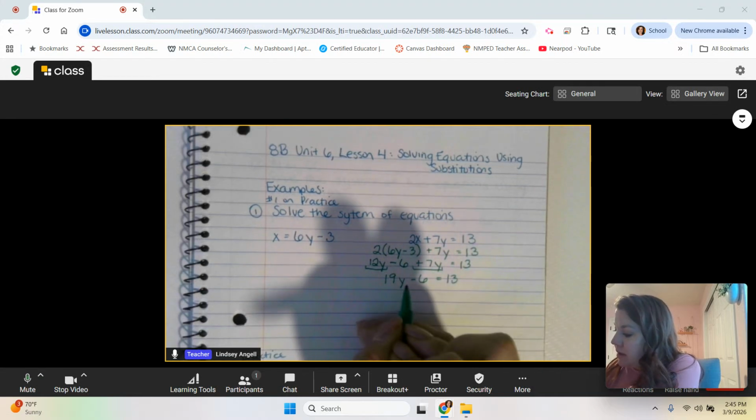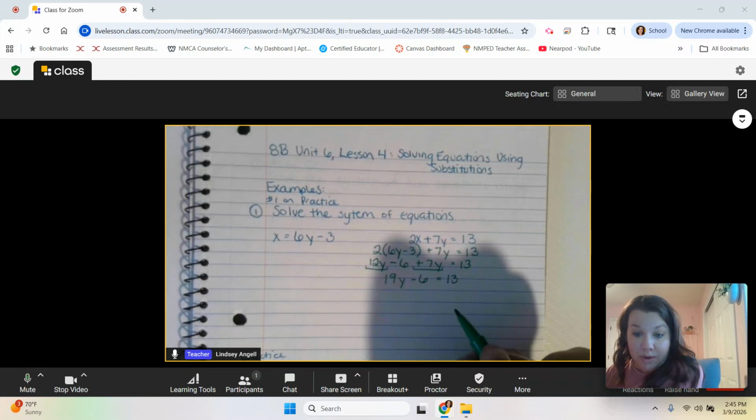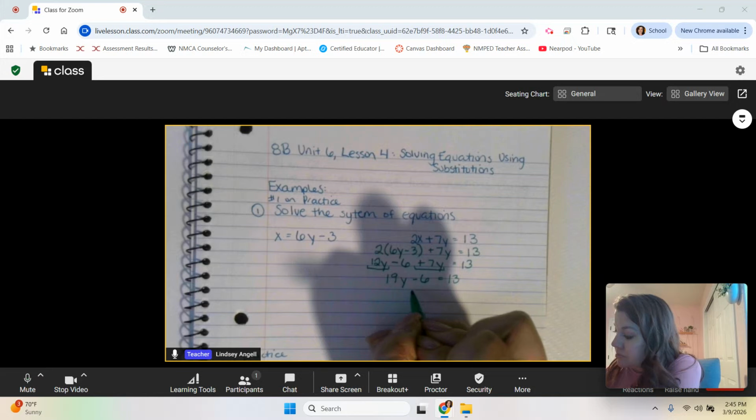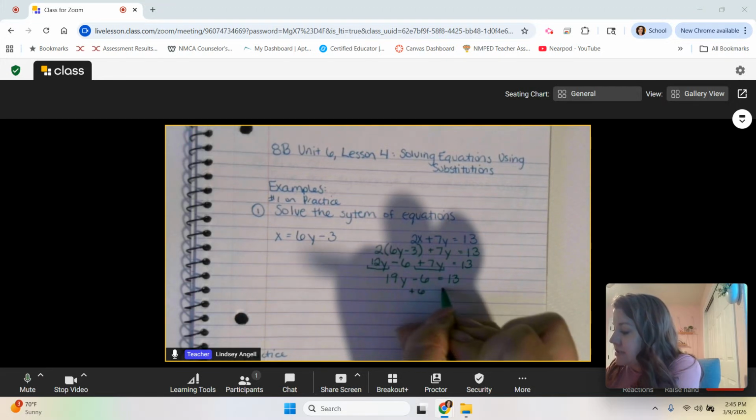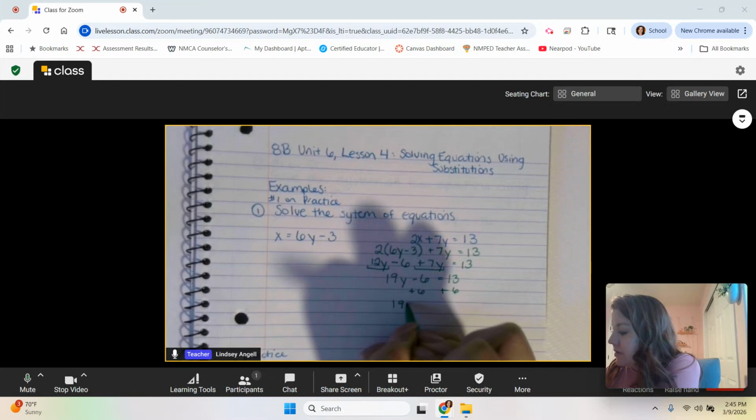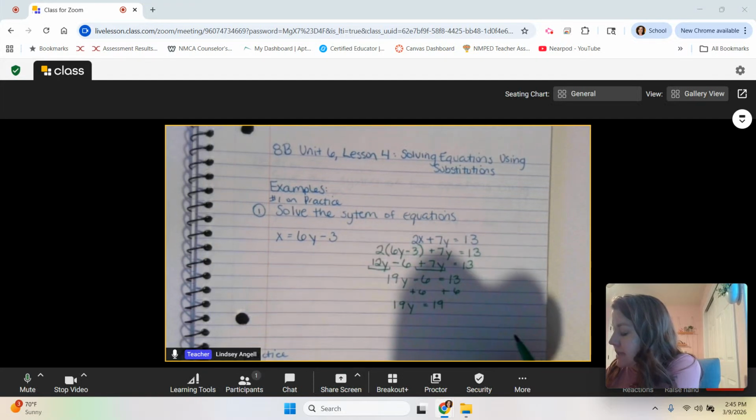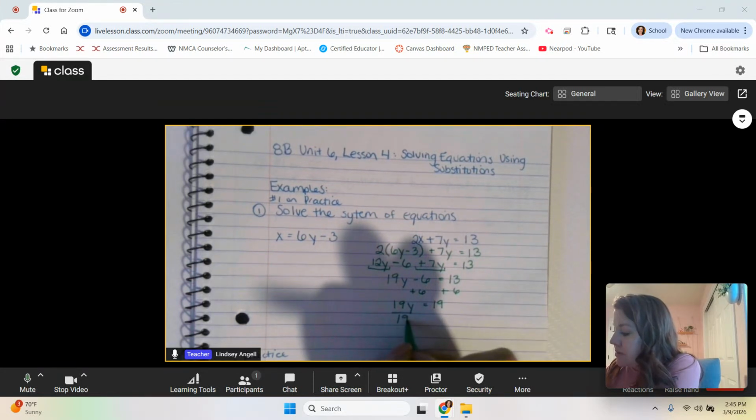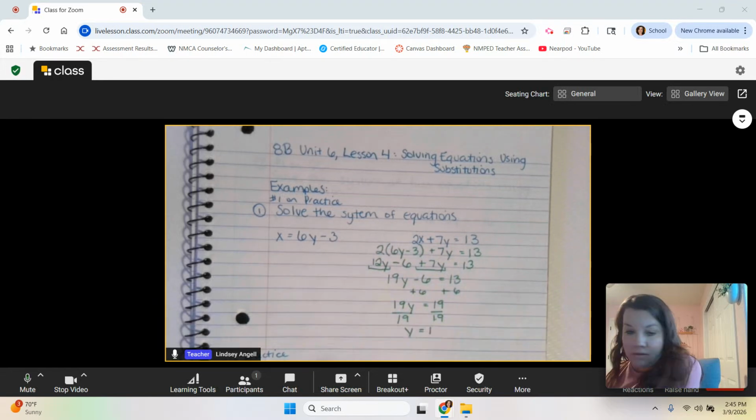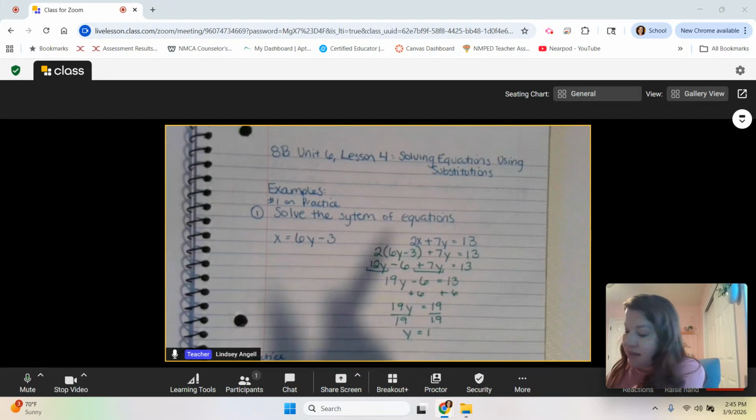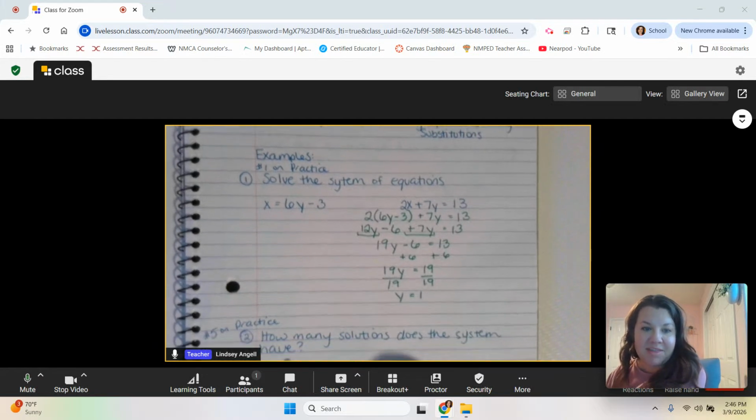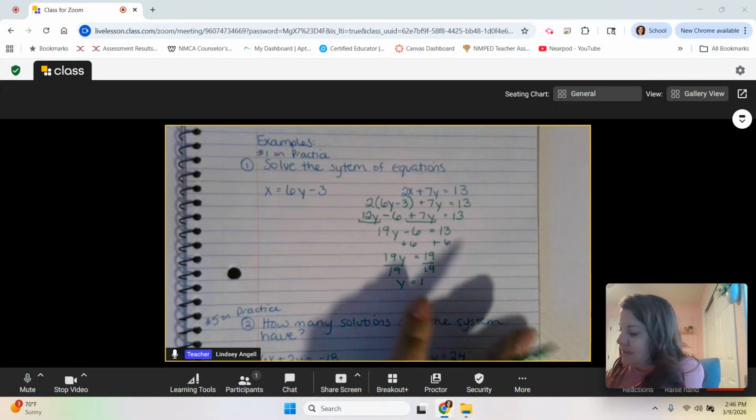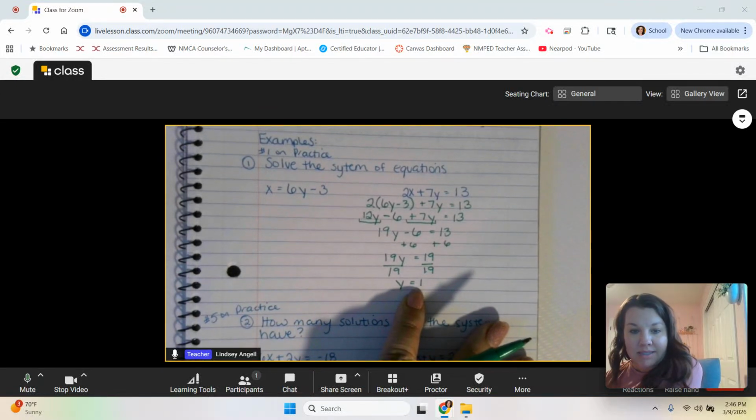Now I'm just down to a two-step equation, which is awesome. I'm going to add 6 to both sides, and I'm left with 19y equals 19. Divide both sides by 19, and so y equals 1. All right, love that. That 19 is what threw me off and made me think maybe I wrote it wrong. But this tells me that y is equal to 1.